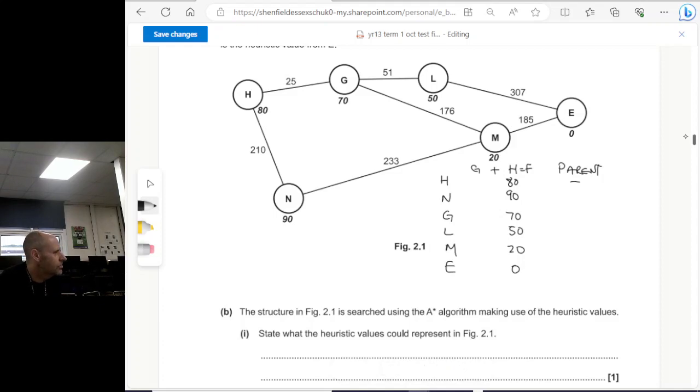What's the cost from the start node? 0. We haven't travelled, have we? So we can put that in, which means we can calculate our F straight away. So the F is 80 for that.